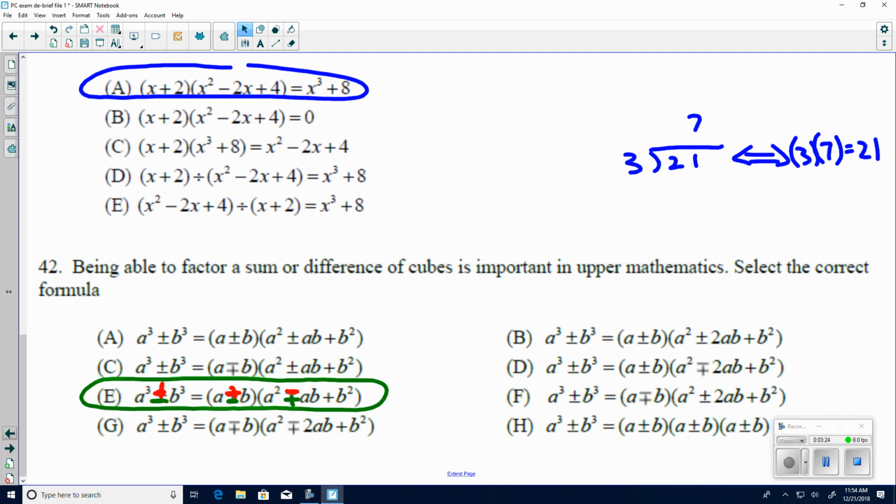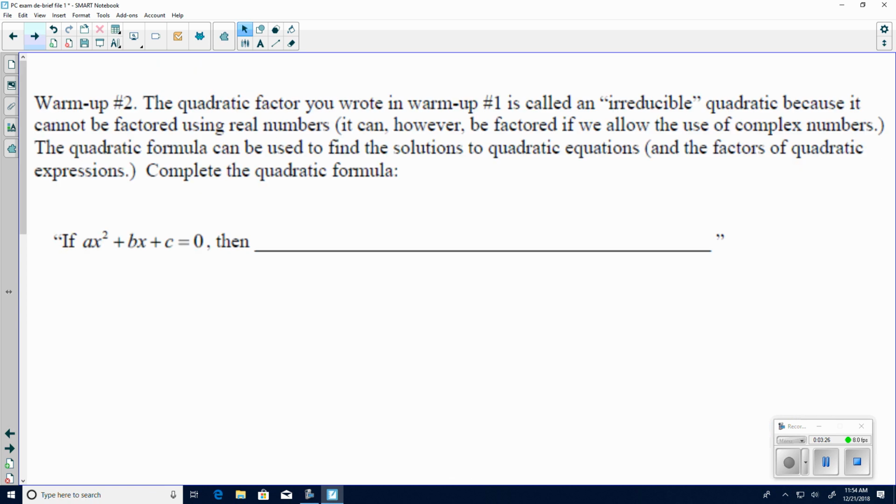At any rate, let's jump back into the warm-ups. The quadratic factor you wrote in warm-up 1 is called irreducible because it cannot be factored using real numbers. You'll see this next year in calculus. If we allow complex numbers, which we don't do at the high school level, it can be factored.